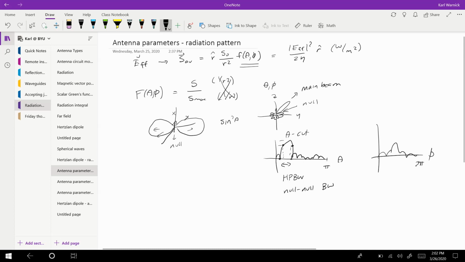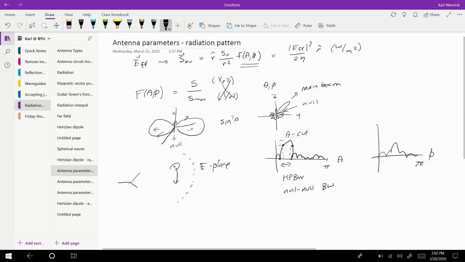Antennas also have an E plane and an H plane. If I have an antenna that goes in this direction, the electric field might be this way, and the magnetic field might be out of the plane. So if I plot the pattern along a cut in the plane of the screen, that's an E-plane cut of the pattern.